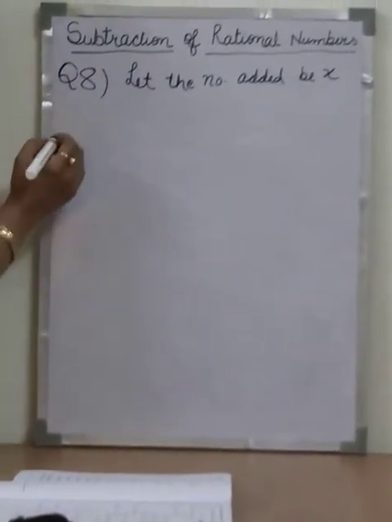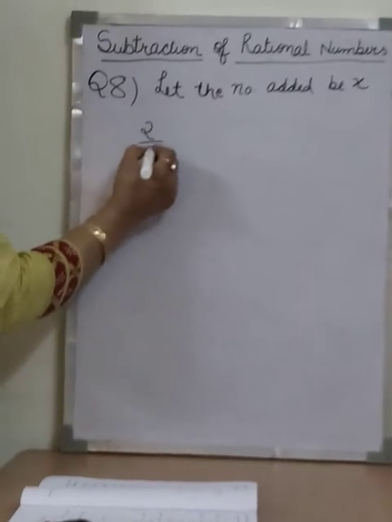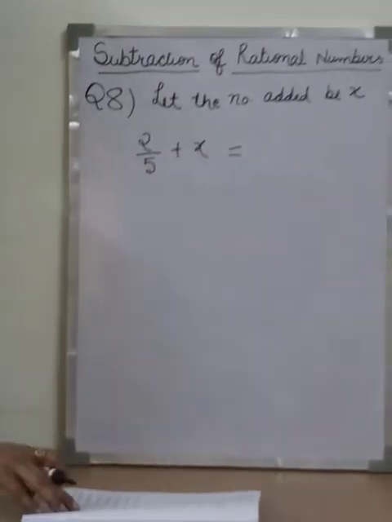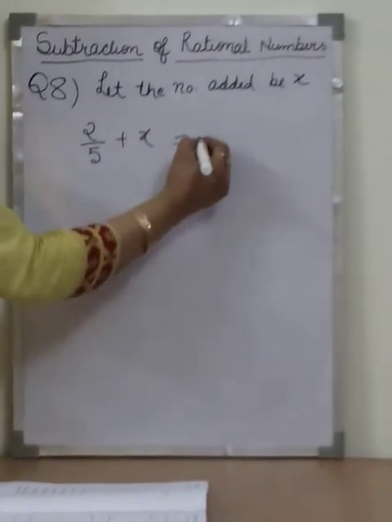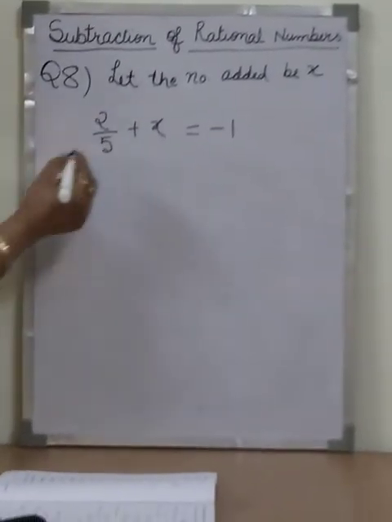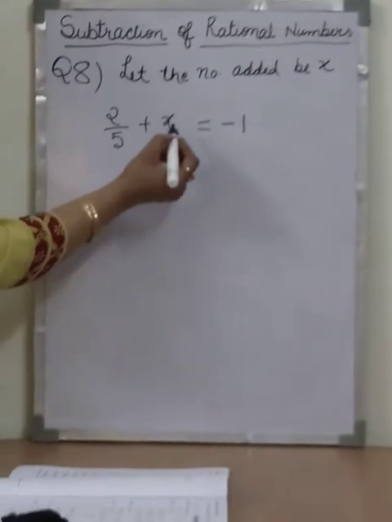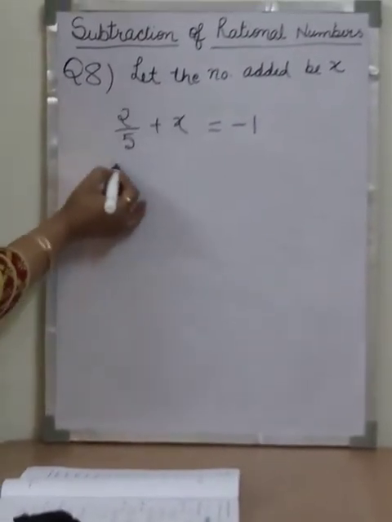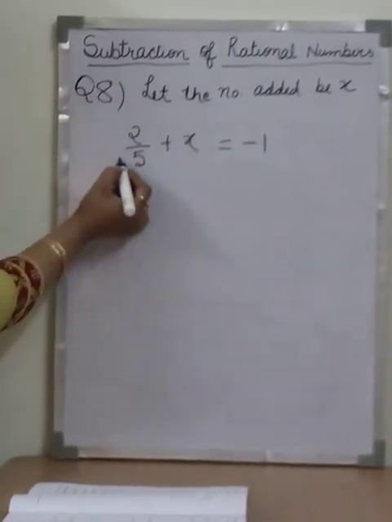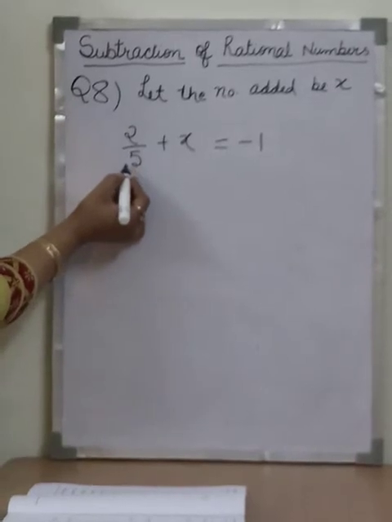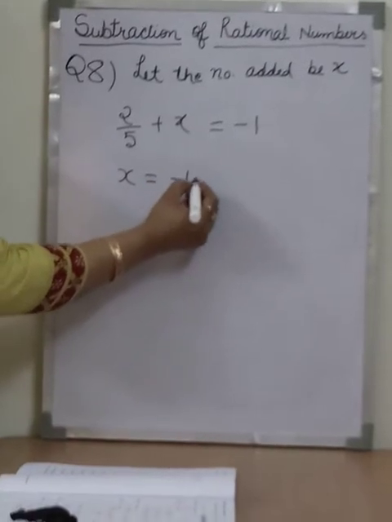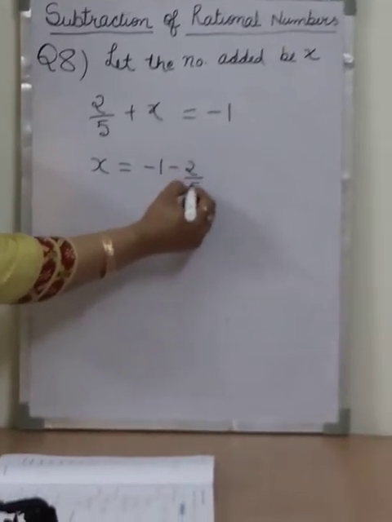What should be added to 2 by 5? So 2 by 5, what we are adding? x. To get, that means that is equal to minus 1. Important is to write the mathematical expression correctly. Now we are looking for the value of x. To find the value of x, we need to transpose 2 by 5 to the right side. The moment we transpose, the sign gets changed. It is plus 2 by 5, so it will become minus 2 by 5.